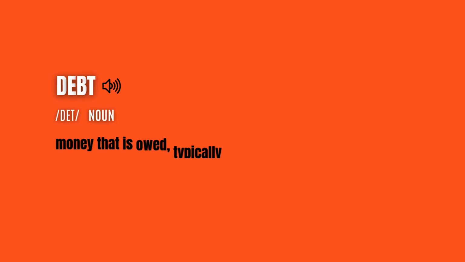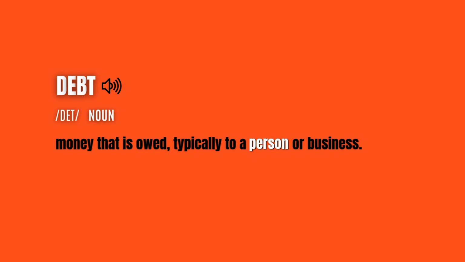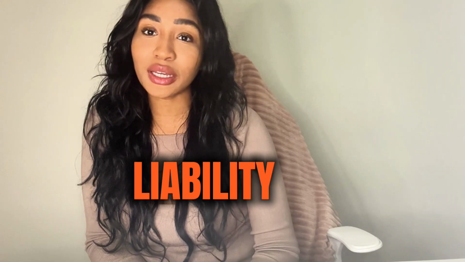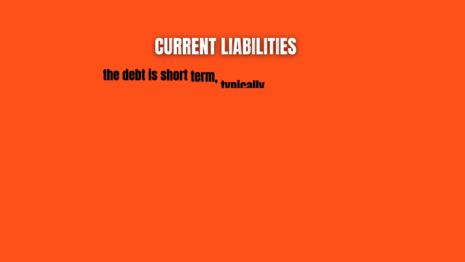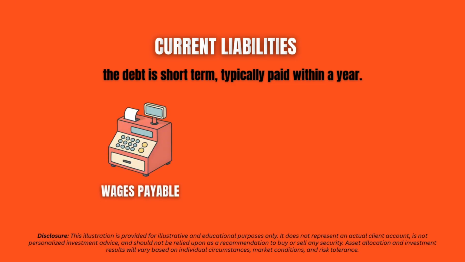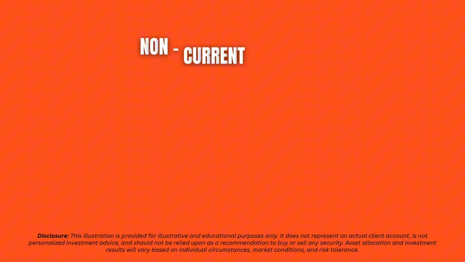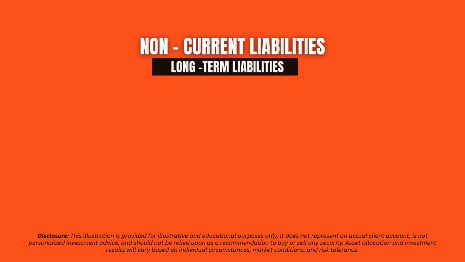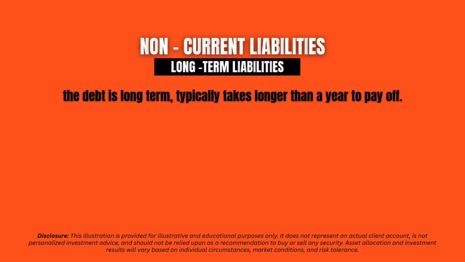Now, before we get into paying down debt, let's talk about what debt is to make sure we understand this. If you already understand this, feel free to skip this part. Debt is money that is owed, typically to a person or business, which is typically considered a liability. Liabilities can be broken into different categories, such as current liabilities, which means the debt is short term, typically paid within a year, like wages payable or dividends payable. Non-current liabilities, also known as long-term liabilities, mean the debt will take longer than a year to pay off, like a car loan or a mortgage loan. Now that we have gotten that out of the way, let's go into why we're here.